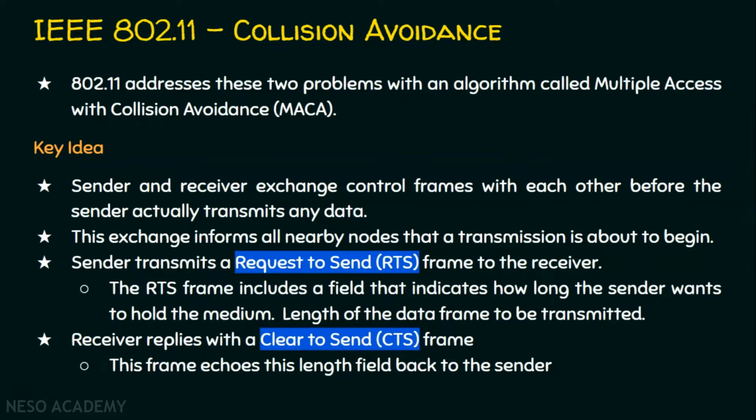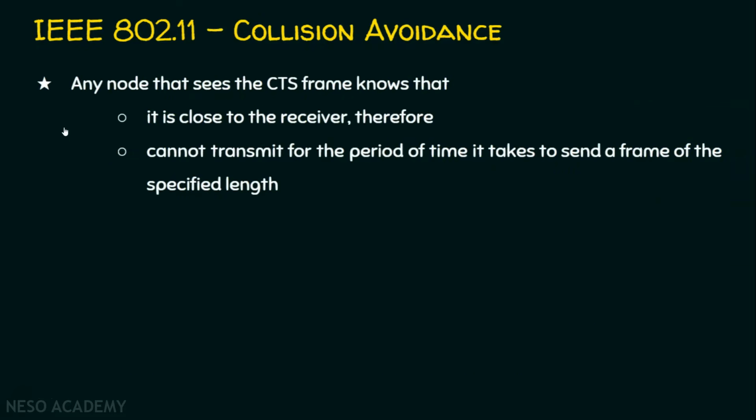There may be some nodes which are close to the sender but not to the receiver, and some nodes which are close to the receiver but not to the sender. So how is this handled? Let's see it now. Who is going to transmit the CTS? The receiver. Any node that sees the CTS frame knows that it is close to the receiver and therefore it cannot transmit for the period of time it takes to send a frame of that specified length, because in the RTS there is a field saying how long the channel will be used. When the receiver echoes with the CTS and this CTS is known by others, the other nodes can understand that the node which has sent the CTS frame is going to be involved in a transmission, and thereby collision is avoided.